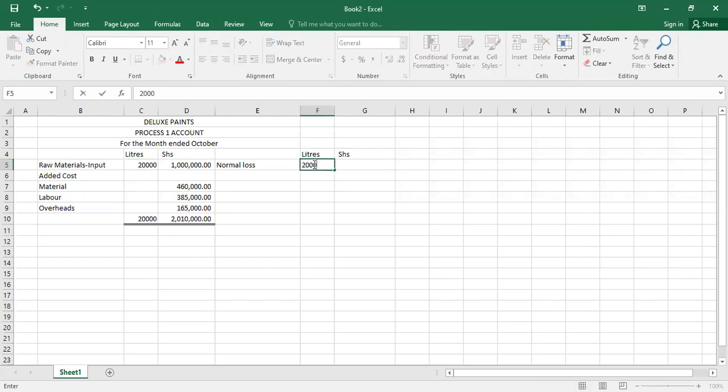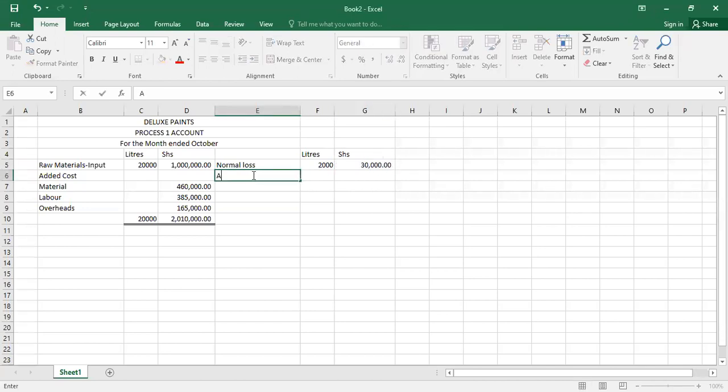Yes, 2,000 liters. What's the cost of normal loss? Normal loss has a different cost: 15 shillings per liter. So 15 multiplied by 2,000, you are going to get 30,000.